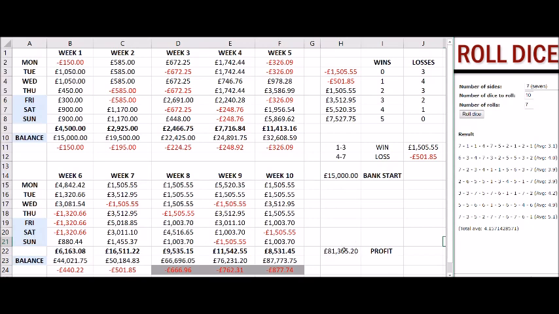So the power of the risk percentage-based approach is that after 10 weeks, we're already at 80,000. So, you know, if we extrapolated this to 28 weeks, we'd be talking about £225,000.